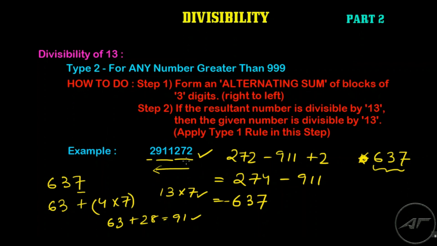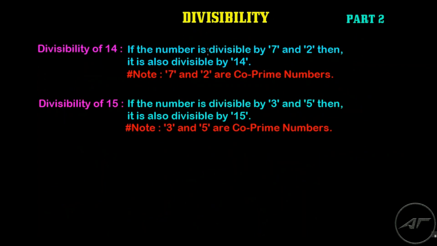Right. Now, let's check out divisibility of 14 and 15. For divisibility of 14, if the number given is divisible by 7 and 2, then it is also divisible by 14. That's the rule. It is so because 7 and 2, both of them are co-prime numbers, and on multiplying them you get 14, as I had mentioned before.